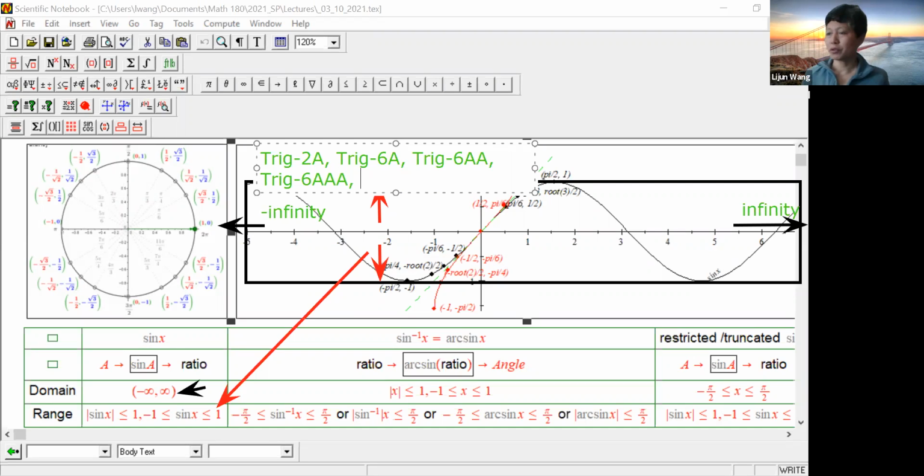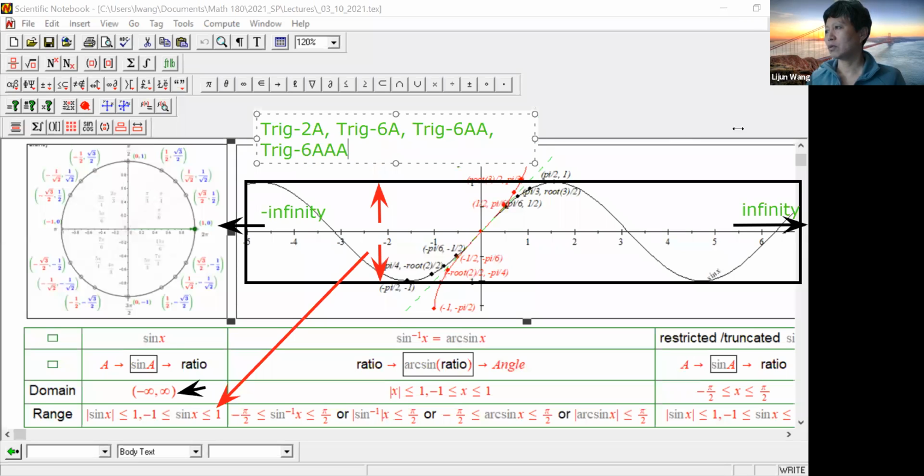Better yet, if you do 6B, that will be for cotangent. I didn't even ask you to do that. Okay, so these correspond to the homework questions.